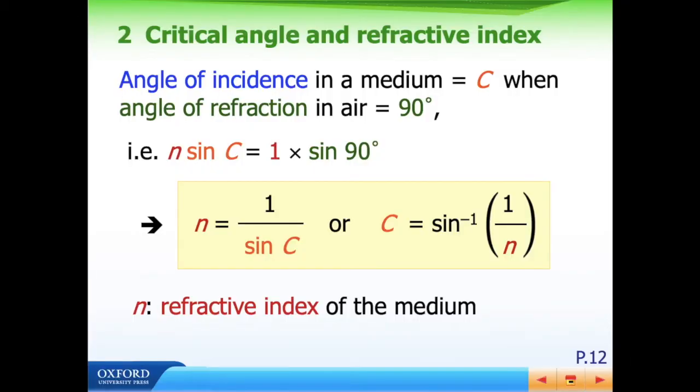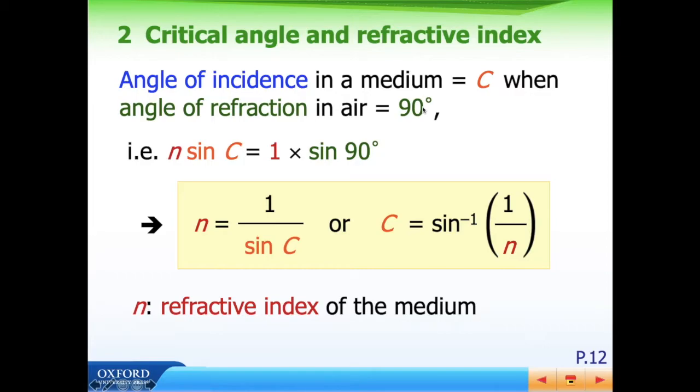We are now in section 2, critical angle and refractive index. In this section, we are going to derive the equation for critical angle and relate this concept to the concept of refractive index. In our previous discussion, we found out what a critical angle is. As we all know, this is the angle of incidence in a medium, equal to C, when the angle of refraction in air is equal to 90 degrees.